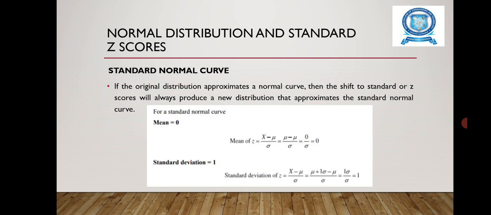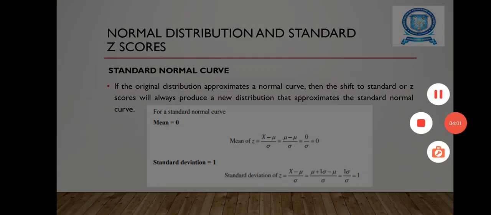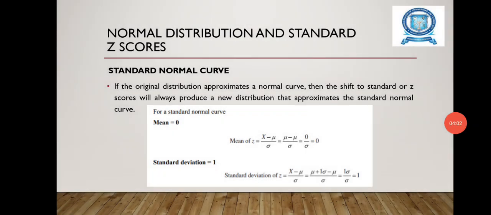The Z-score consists of 2 parts: a positive or negative sign indicating whether it's above or below the mean, and a number indicating the size of its deviation from the mean in standard deviation units. Now let us see about the standard normal curve. If the original distribution approximates the normal curve, then the shift to standard or Z-scores will always produce a new distribution that approximates the standard normal curve.